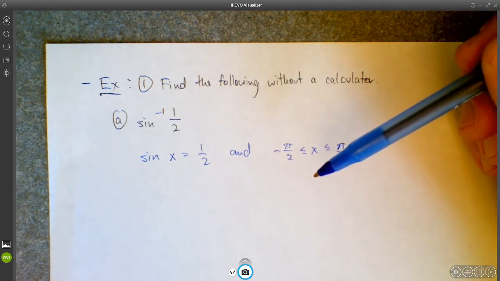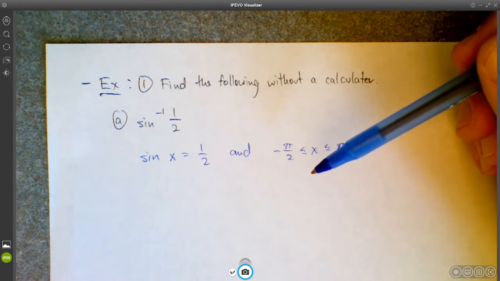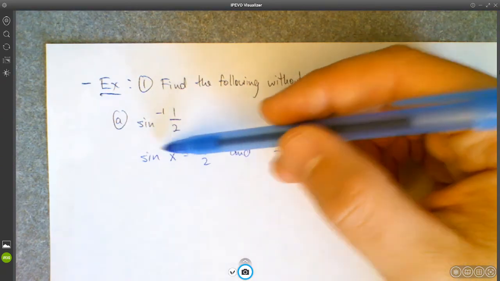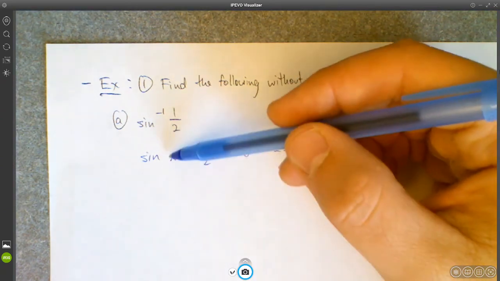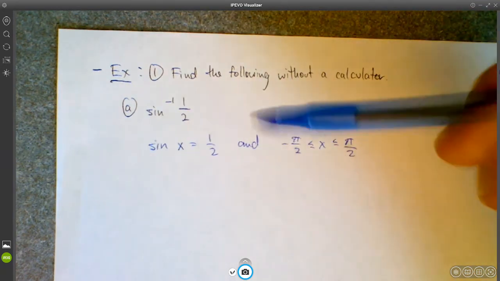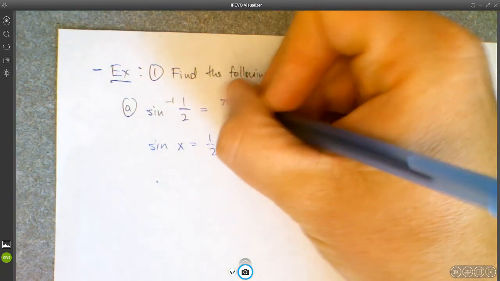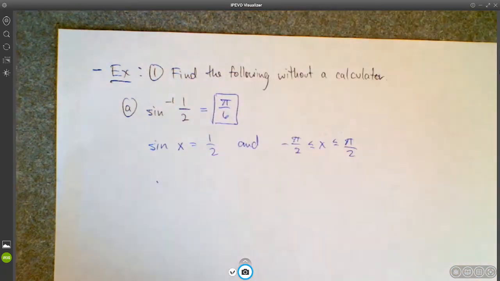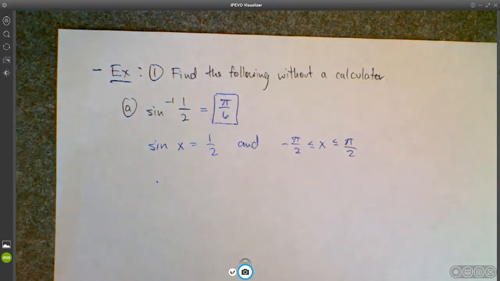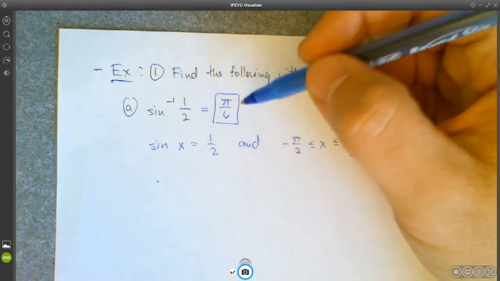If you have the unit circle that I attached to the previous module in front of you, or if you have the values memorized, then you know that sine of 30 degrees, or pi over 6 radians, is equal to 1/2, and pi over 6 is between negative pi over 2 and pi over 2. So sine inverse of 1/2 should be pi over 6. You can use your calculator to verify this, but I want you to practice doing this in your head so that you're really comfortable with the inverse trig functions and understand them really well.